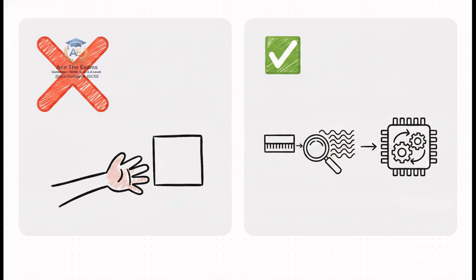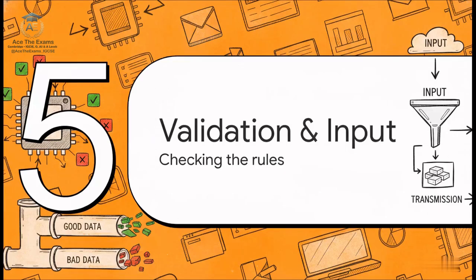Don't just say it fetches the data. You need to explain that the CPU fetches the instruction from memory, decodes it into a format the arithmetic logic unit can process, and then executes it. Name the specific components. All right, Section 5, validation, input, and storage, checking the rules.